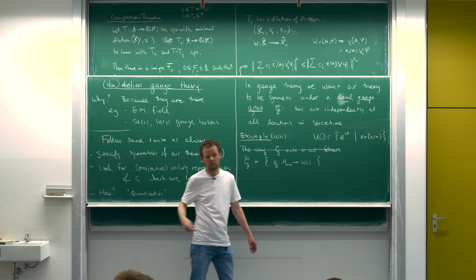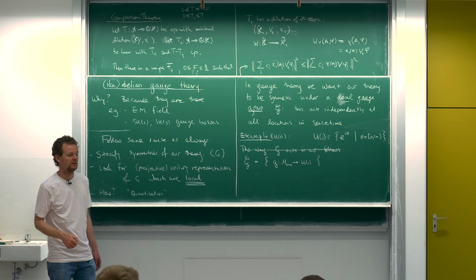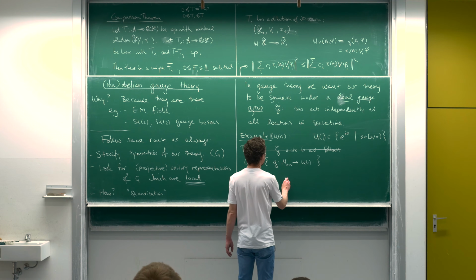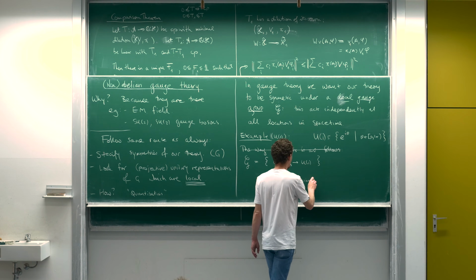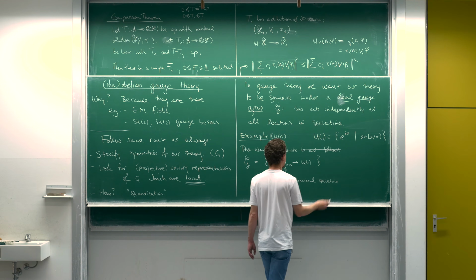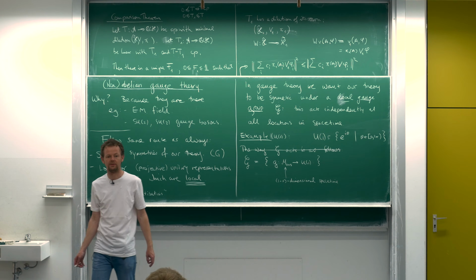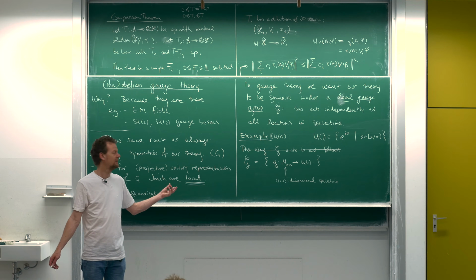So what is our gauge group? A gauge group is the set of all assignments of elements of U1 to points in space-time. So that's 1 plus 3 dimensional space-time. And the group G, this local gauge group, consists of, well, a U1 at every point in space-time.